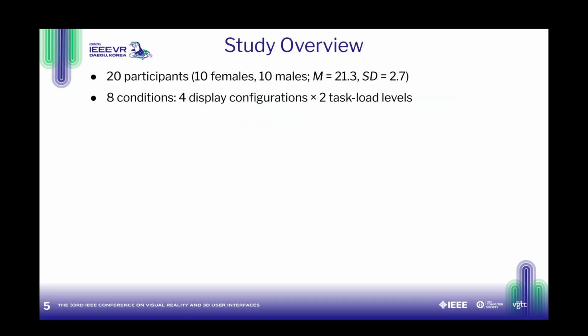We recruited 20 participants, 10 females and 10 males. The study had 4 display configurations, and each one had 2 task load levels, for a total of 8 conditions per participant. I will first introduce the display configurations and then the tasks used in the study.